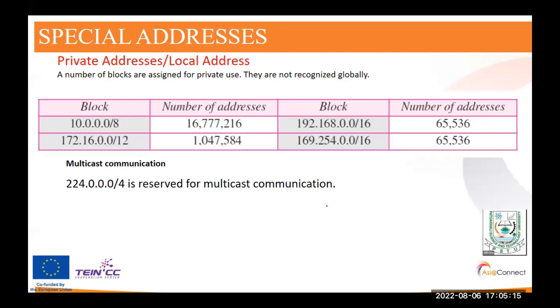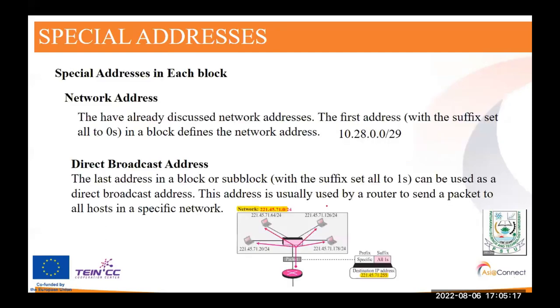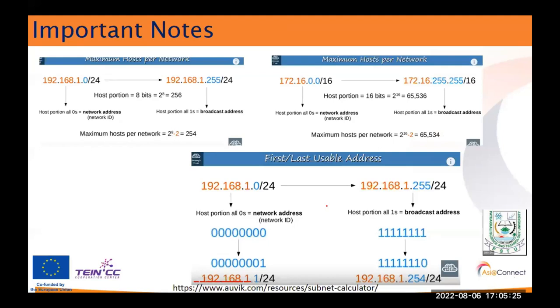For multicast, we have already discussed it. Network address we already know, and direct broadcast address we have already discussed. Here is some note. If you are using the host portion, this network, the first address and the last address: what will be the host portion? 8 bits, basically /n notation. So total hosts will be 256, but host portion all zeros is the network address, and host portion all ones is the broadcast address. So maximum hosts per network is 2^8-2, 254, which is the usable address.